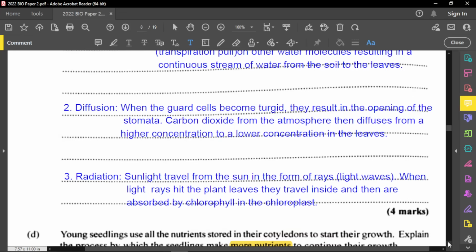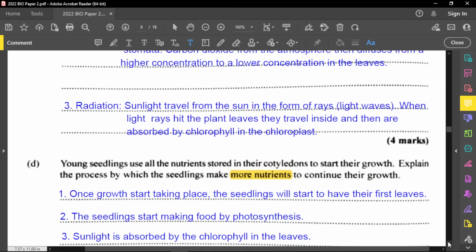All right, and so when light rays hit the plant leaves in particular, they travel inside and then are absorbed by the chlorophyll. And just to make a point, the small pockets of energy within light are called photons. All right, and so the photons will kick the electrons out of the chlorophyll to produce the energy needed to make glucose.